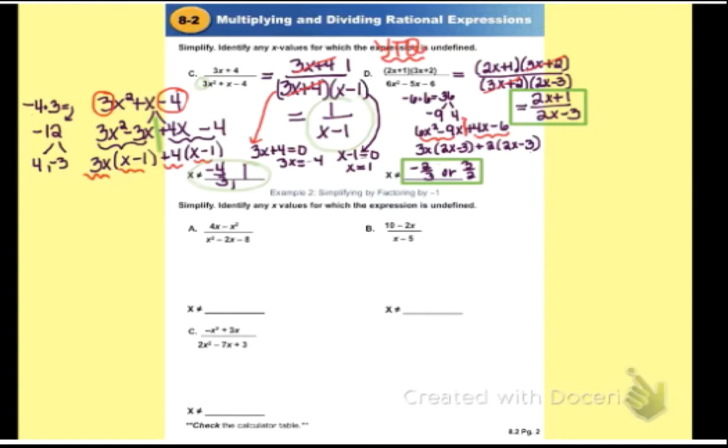So I look at this next example, and right away something kind of jumps out at me about the numerator in example A.